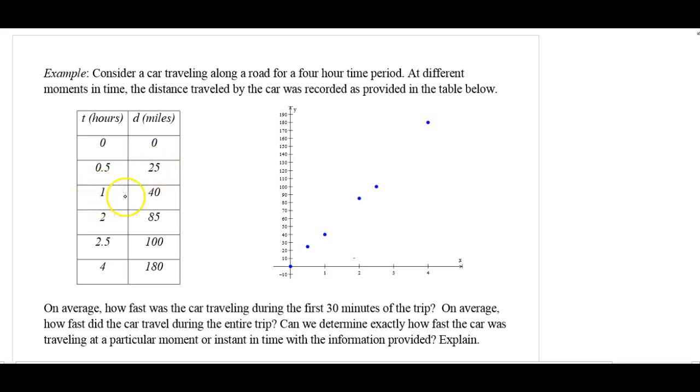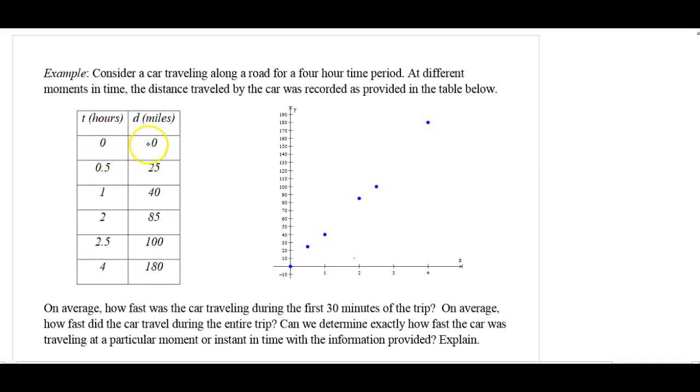After 1 hour has passed, I've traveled 40 miles. After 2 hours, 85 miles. 2.5 hours, 100 miles. And then we jump all the way to the end of our trip. We've traveled 4 hours and we've gone a total of 180 miles. So let's assume we were given just this table of information. Each of these pieces of information corresponds to coordinate points.